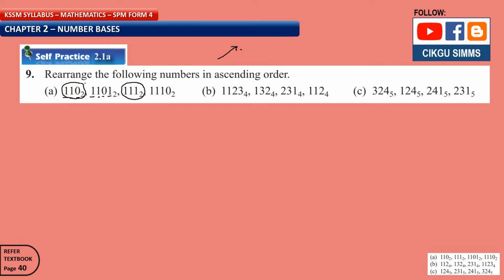Okay, and then we compare these two, 0 and 1. So 1 will be bigger because the first digit is 1 and the other is 0. So we compare the first digit, so 0 and 1. So 0 is smaller. So 110 is the smallest, followed by this. And then we compare this one, 1000. Okay, this one will be smaller.